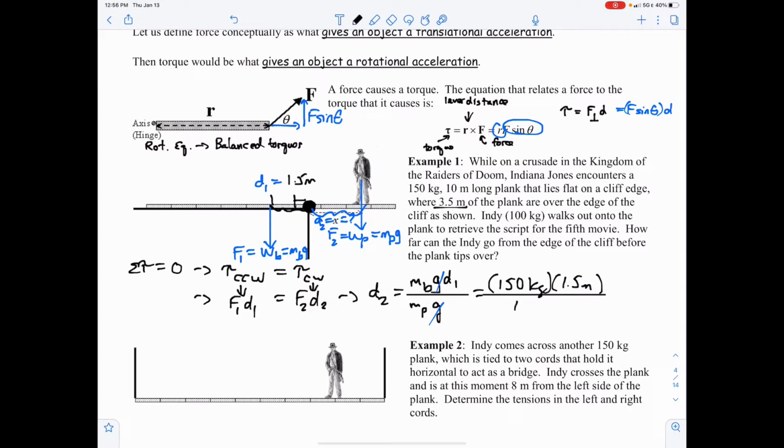We're going to divide that by the mass of the person. It's 100 kilograms. You can see kilograms cancels. And x, which is d2, go ahead and put that in your calculator for a second. You get approximately 2.25 meters. So he can walk out 2.25 meters and still the board will not tip over. So when objects have the ability to rotate but don't, that is an example of a rotational equilibrium problem, which will be solved by using what are called balanced torques.